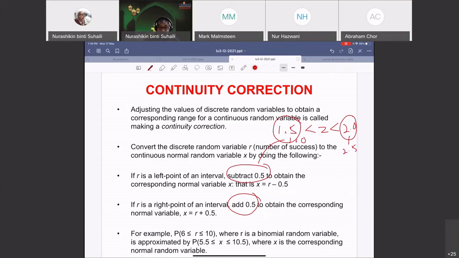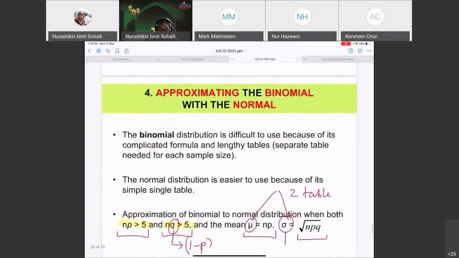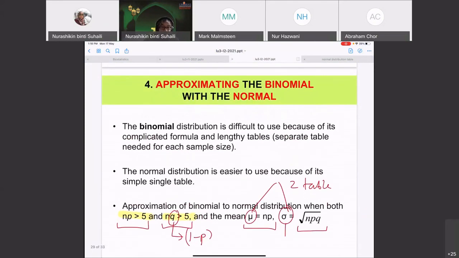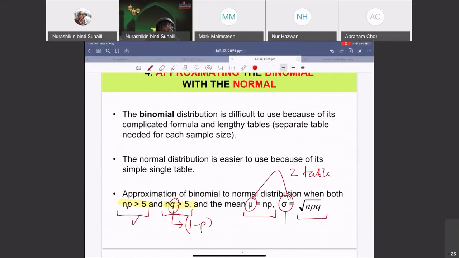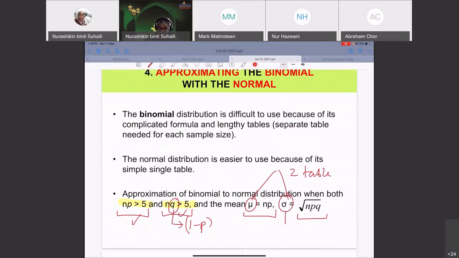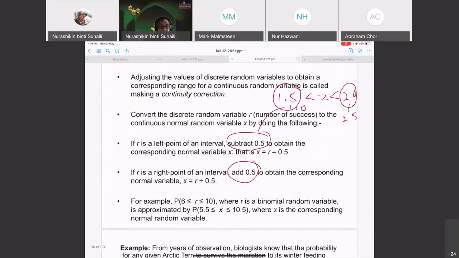But if it is not related to binomial data, like the problems we solved before, we don't have to add or subtract 0.5. So this is just for the situation when you approximate the binomial with the normal, and you have to make sure these two conditions are met. Then you proceed with this, plus and minus 0.5.